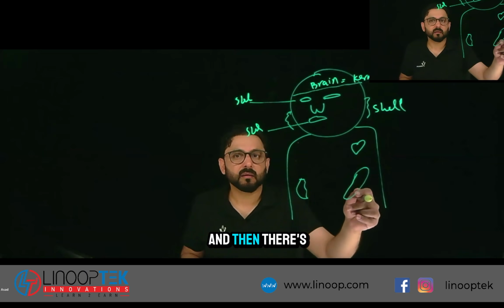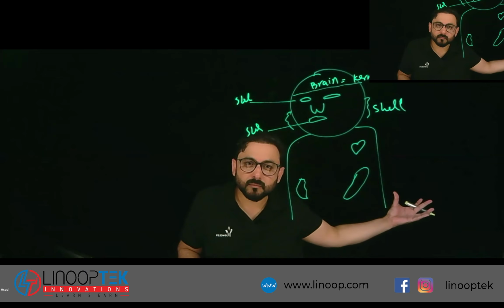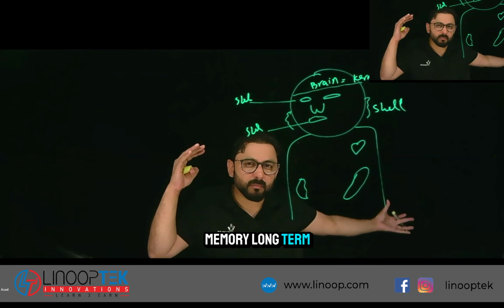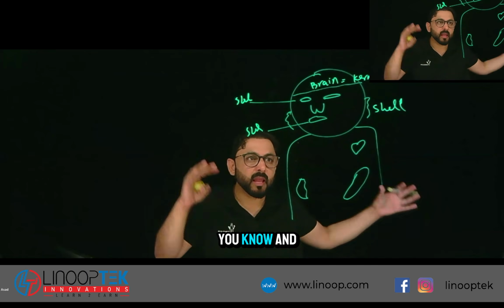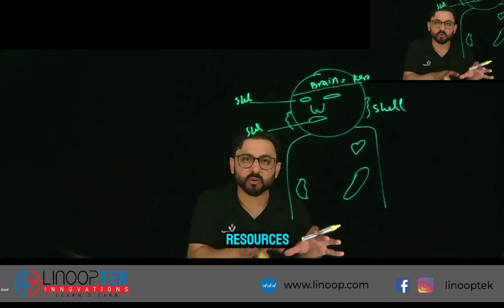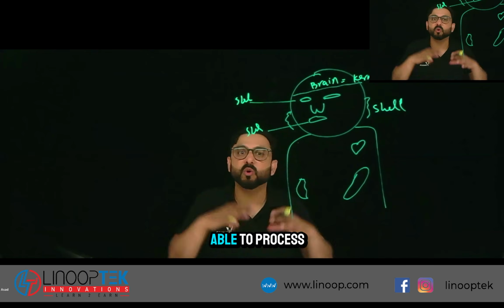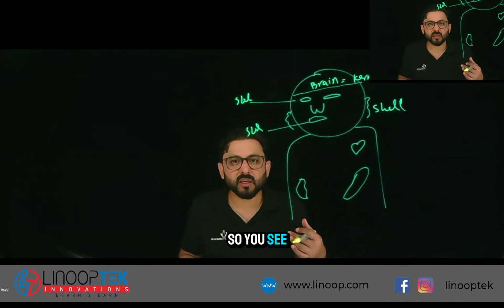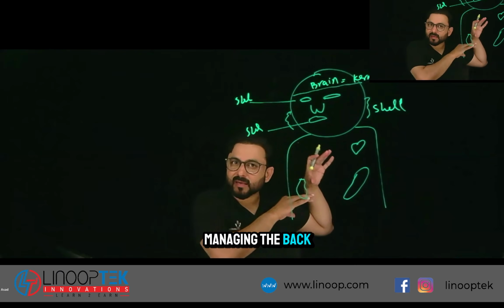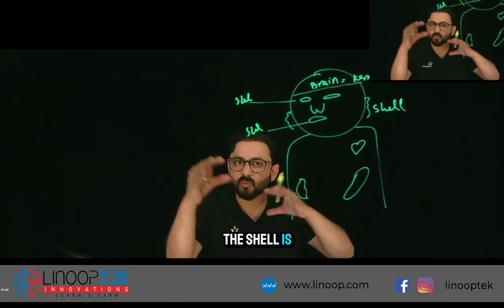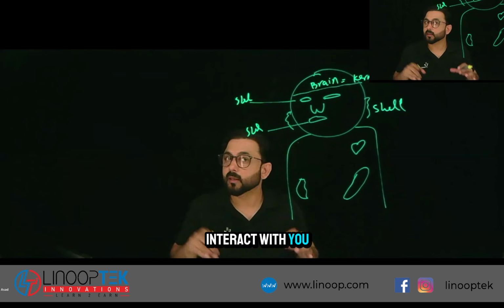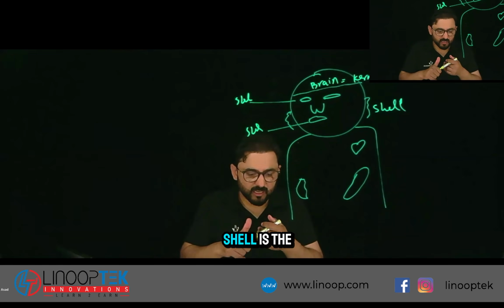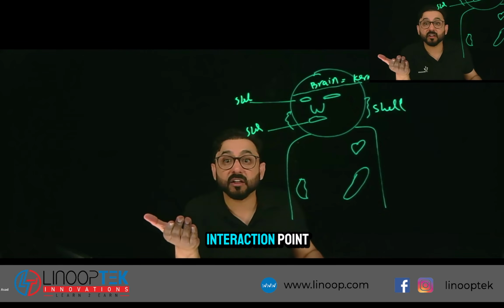There's a short-term memory, long-term memory, and because of all of these hardware resources, I'm alive. I'm able to process everything by my kernel. So you see, my brain is managing the backend side. The shell is what makes me interact with you. In Linux, shell is the interaction point.